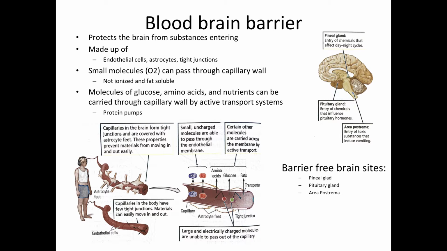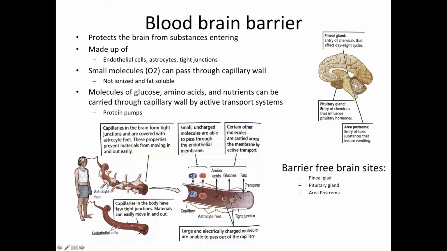So the capillary cell wall in only 3 brain regions does not have a blood-brain barrier. The pituitary gland and the hypothalamus secrete many hormones into the blood, and other hormones carried to the pituitary gland in the blood trigger their release. So the pituitary gland is one of them.